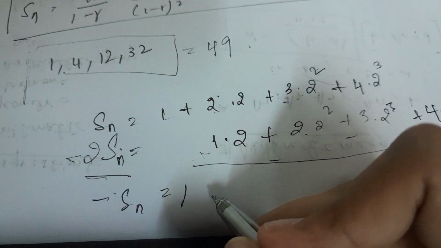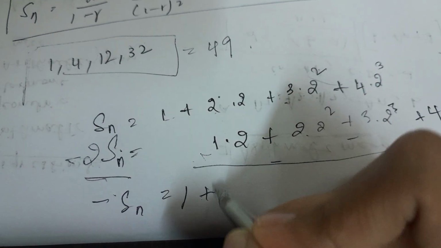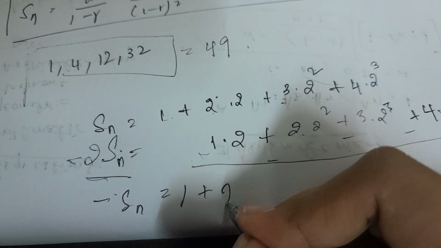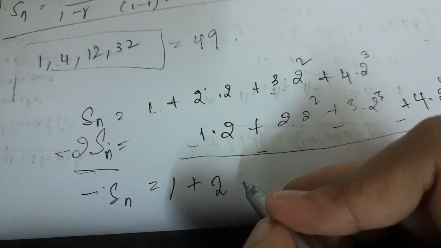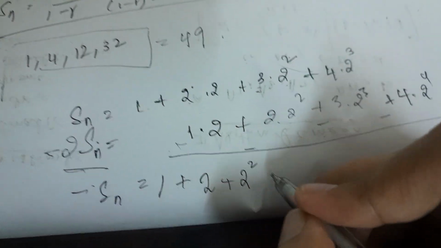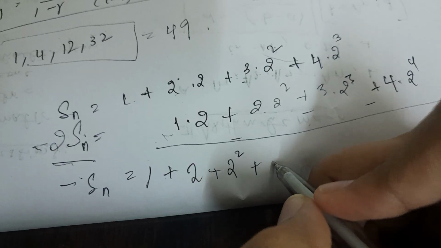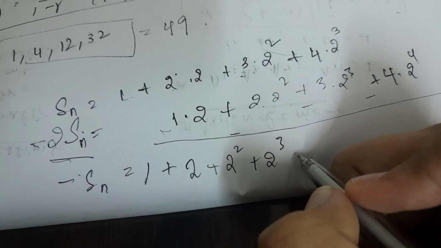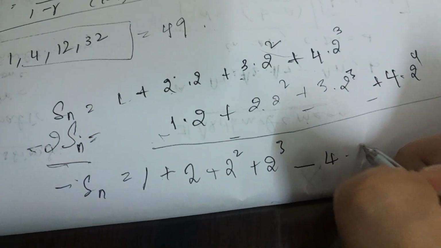That's 2 minus 1, so that's once again just 1 into 2, so that's 2. That's 3 minus 2 into 2 squared, so that's 2 squared. And then 4 minus 3 times 2 cubed, which is simply 2 cubed. And you just have minus 4 into 2 to the 4.